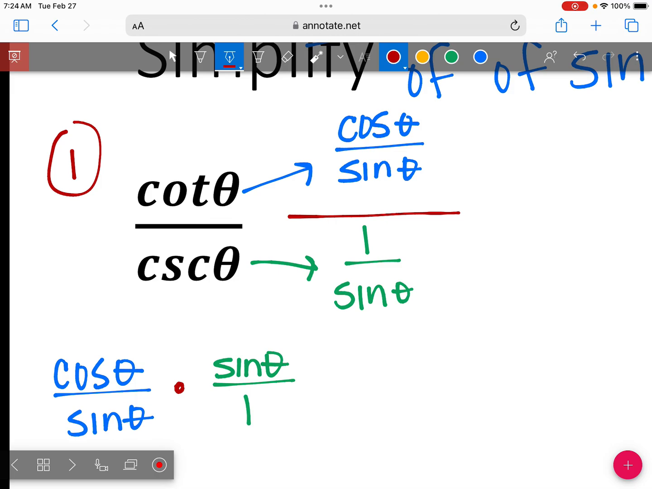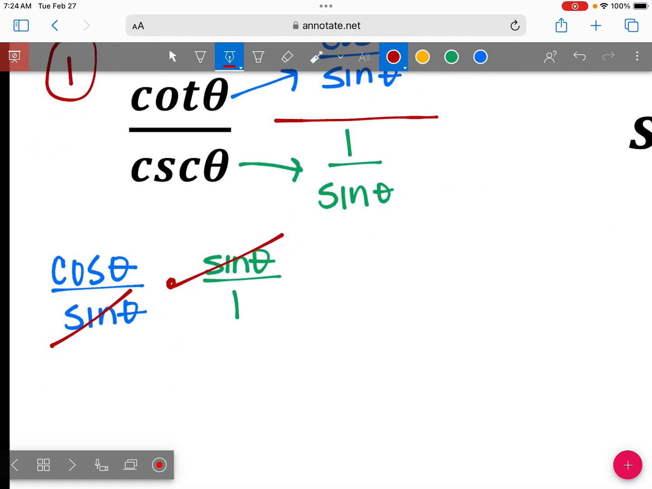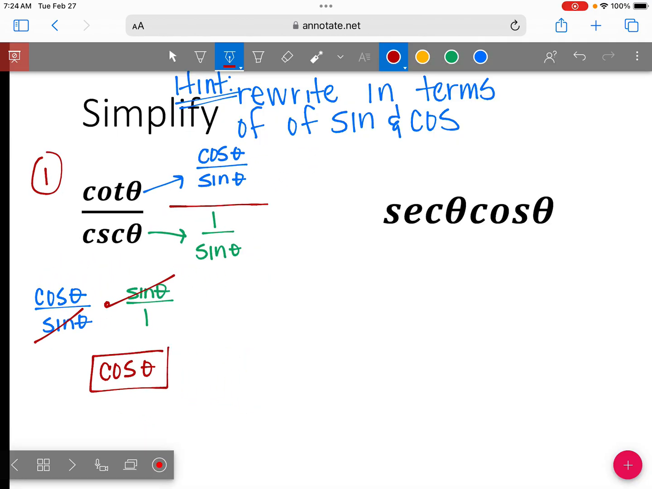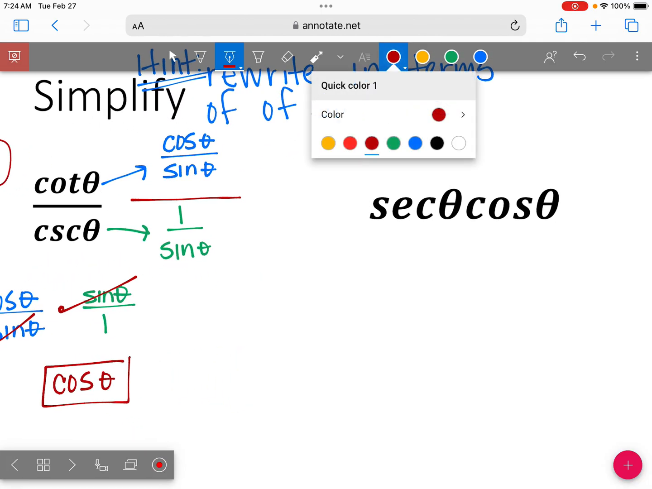All right, so what's going to happen here? The sine is going to cancel. And that's going to leave me with just cosine, and that would be my answer. So cotangent divided by cosecant is cosine. That's it. Let's look at the second one. Let's look at number 2. Go ahead and copy this one down.